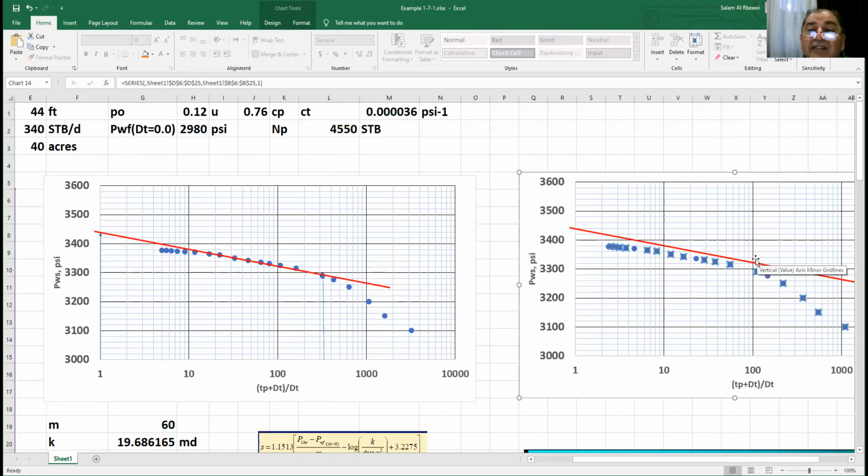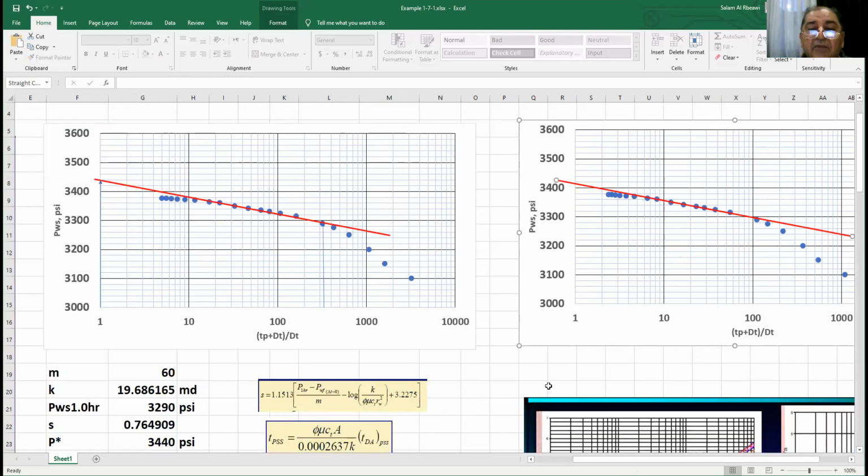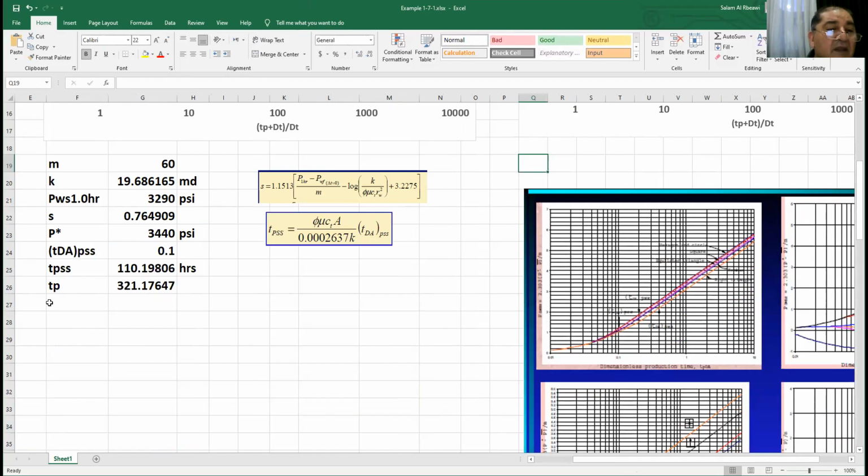See, very little change. What we will see is we're going to draw this one down. The slope will be the same, but P star is not going to be the same. P star now is 3,418 PSI. It was 3,440. See, this is the difference. There will be no change in your slope, except that your P star will be less.